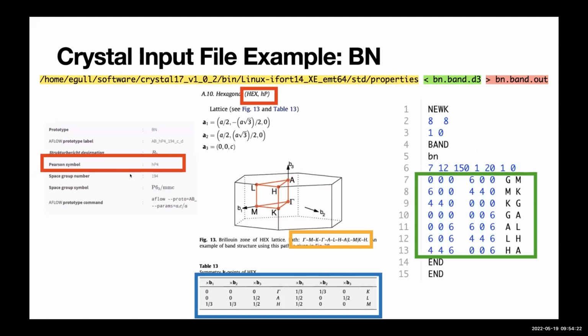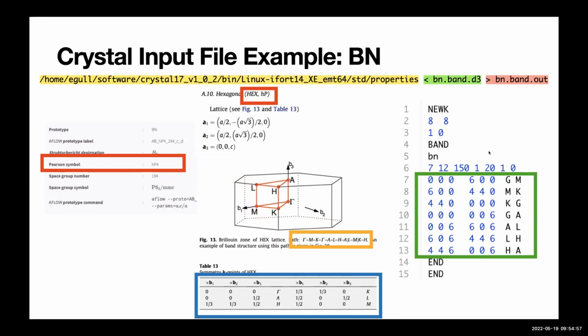So we found the Pearson symbol for this compound, boron nitride, using the resources I introduced before, and then I searched in the appendix of the literature I mentioned for HP. Because the Pearson symbol for boron nitride is HP4, I searched for HP. And in this way, we get the high symmetry k-points, and this is information I would definitely need for this input file for the property calculation.